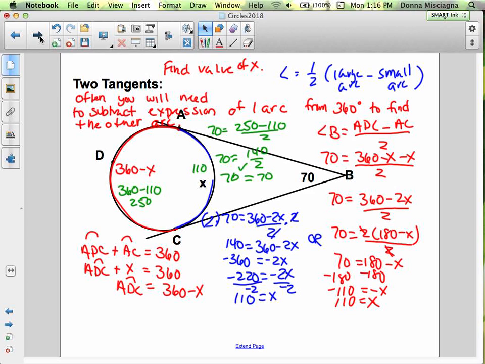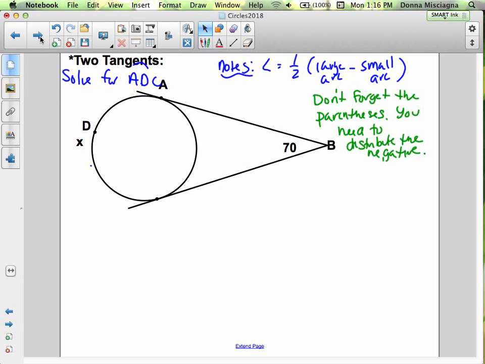I think you have this one in your notes. Let's take a look at what it looks like when it's the other way around. We're solving for the large arc. Now we're going to solve for arc ADC. And there are some problems like this one in your notes. Looks like C got erased.